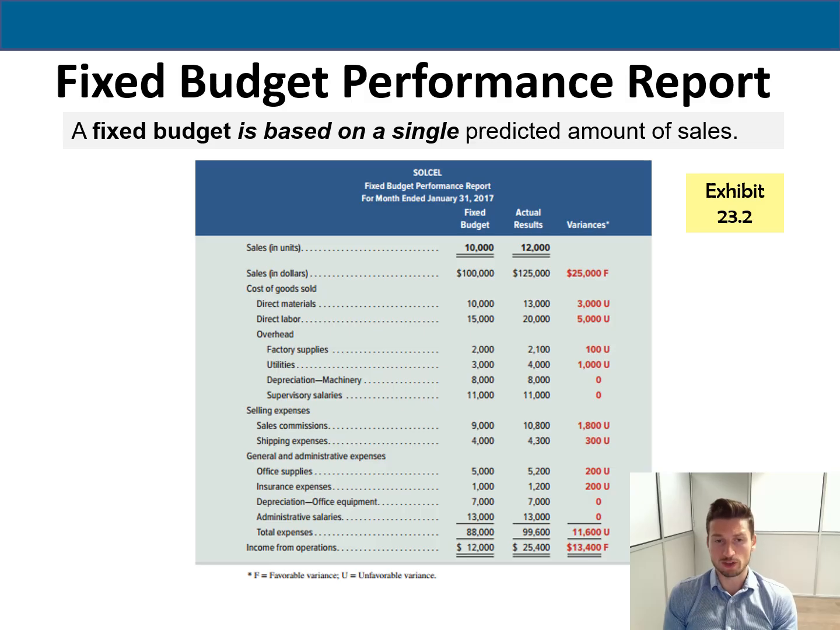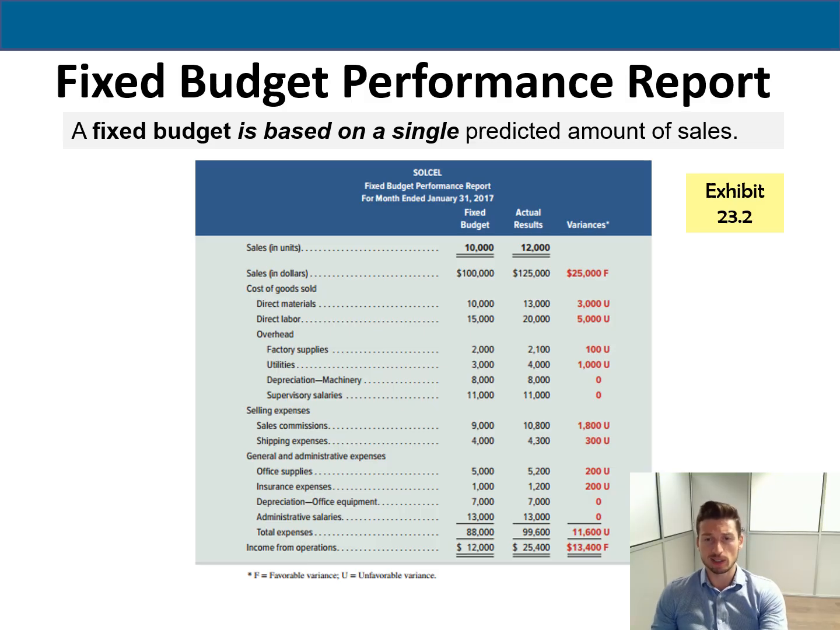What about costs? What are the main costs for a company? First of all, the biggest cost is cost of goods sold, which is direct materials, direct labor, and overhead. If you look at direct materials, direct labor, and overhead, you're going to find out that, for example, for direct materials, we were expecting to have 10,000, but we have 13,000.